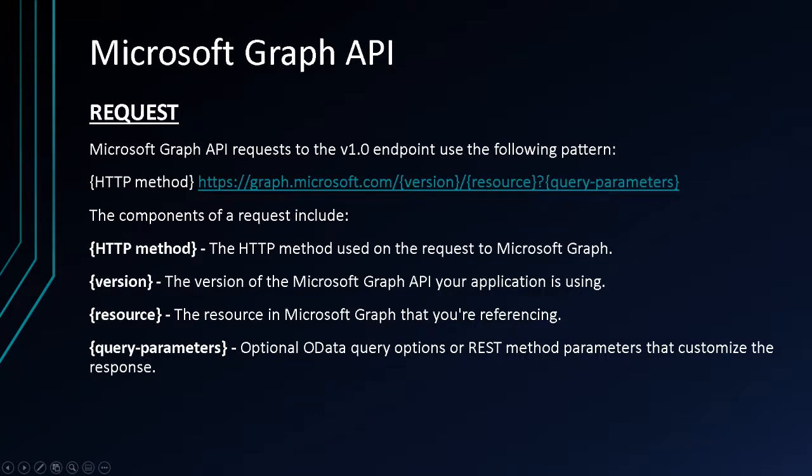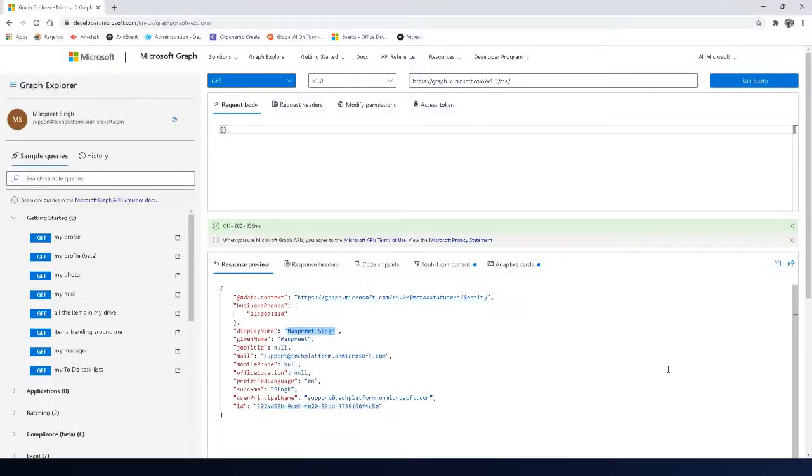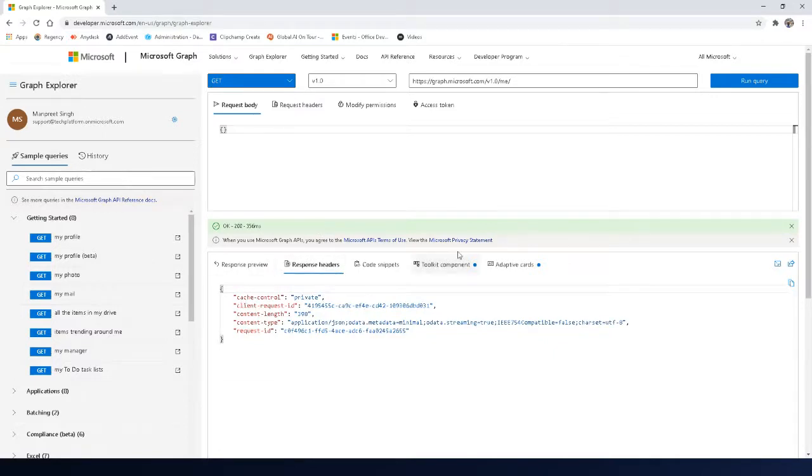Interesting, right? Now comes the response. After you make a request, a response is returned with a status code, a response message, and a next link. Let's go ahead and get a response here. When I go back to my Explorer, if you see the response header, the response comes in all the way.